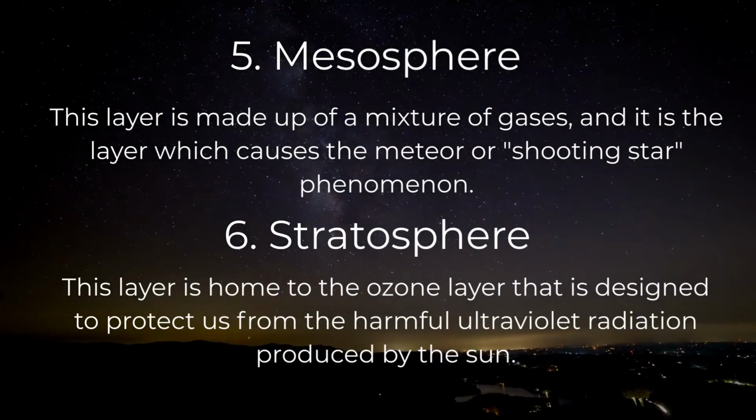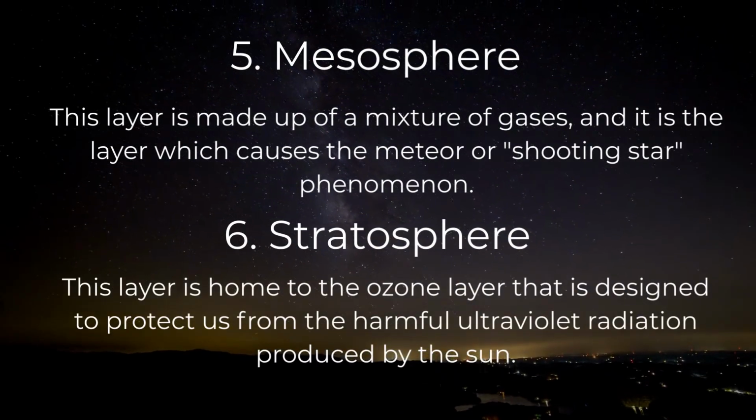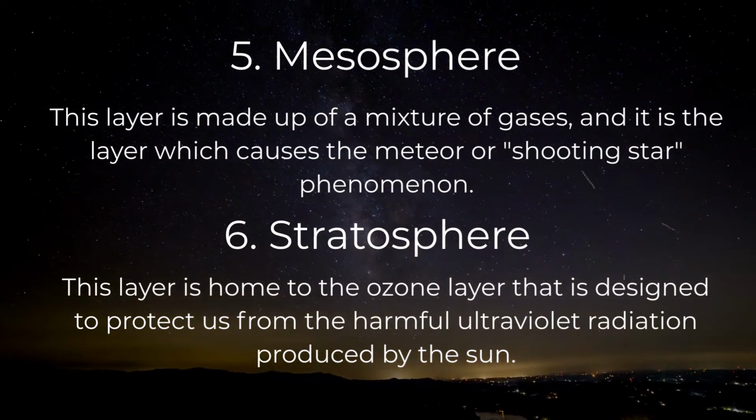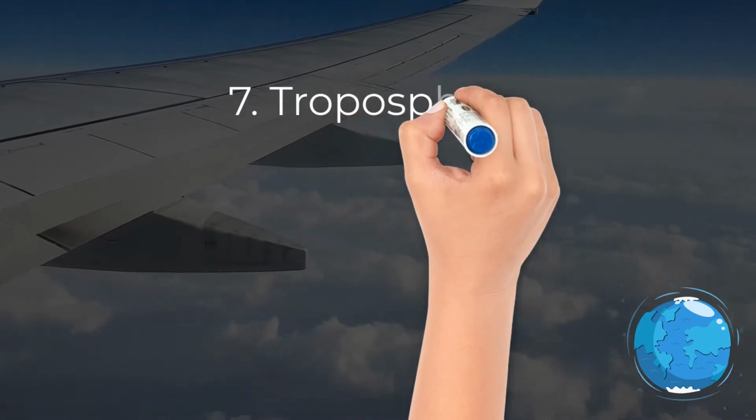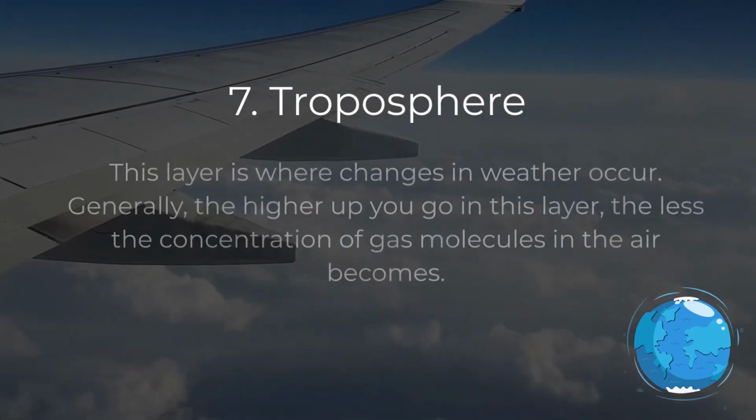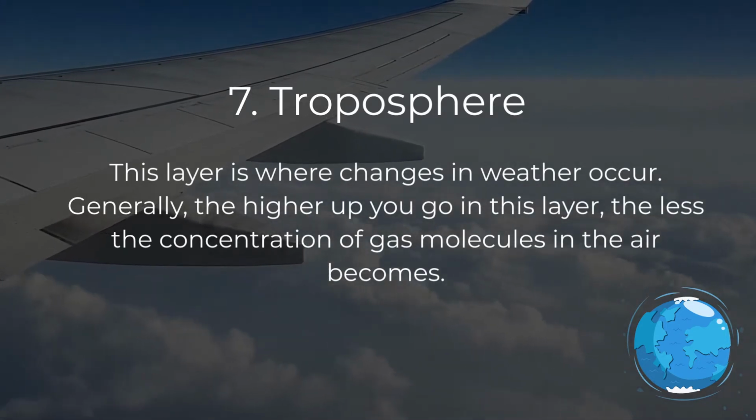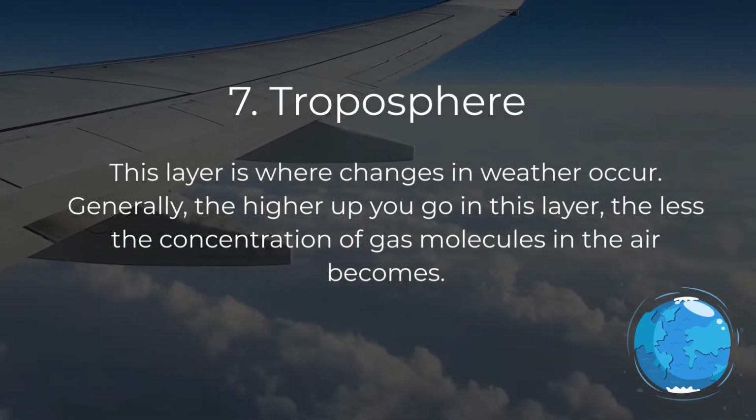6. Stratosphere. This layer is home to the ozone layer that is designed to protect us from the harmful ultraviolet radiation produced by the sun. 7. Troposphere. This layer is where changes in weather occur. Generally, the higher up you go in this layer, the less the concentration of gas molecules in the air becomes.